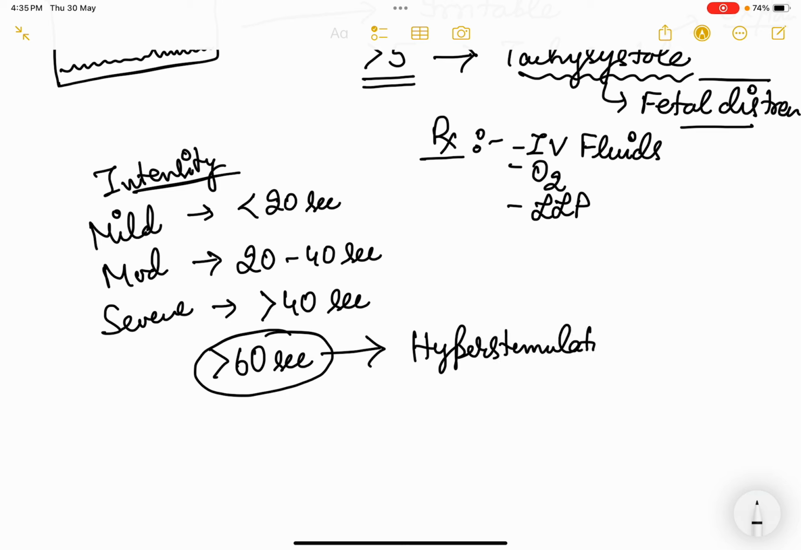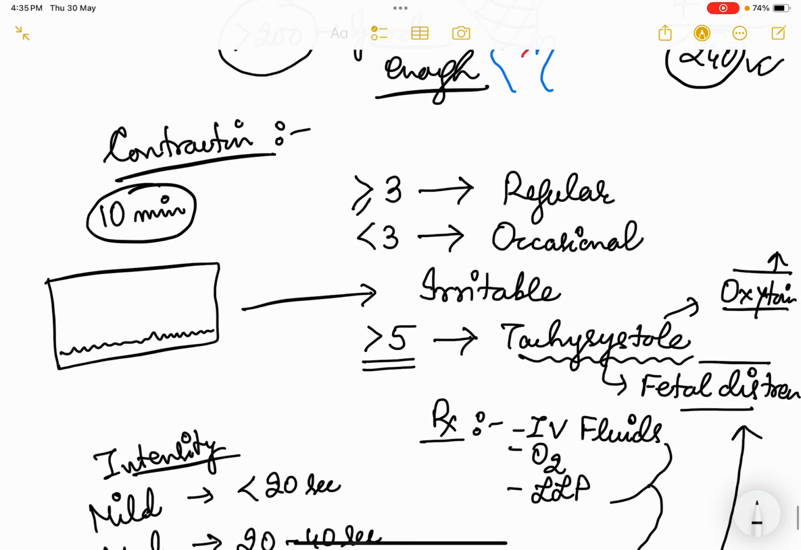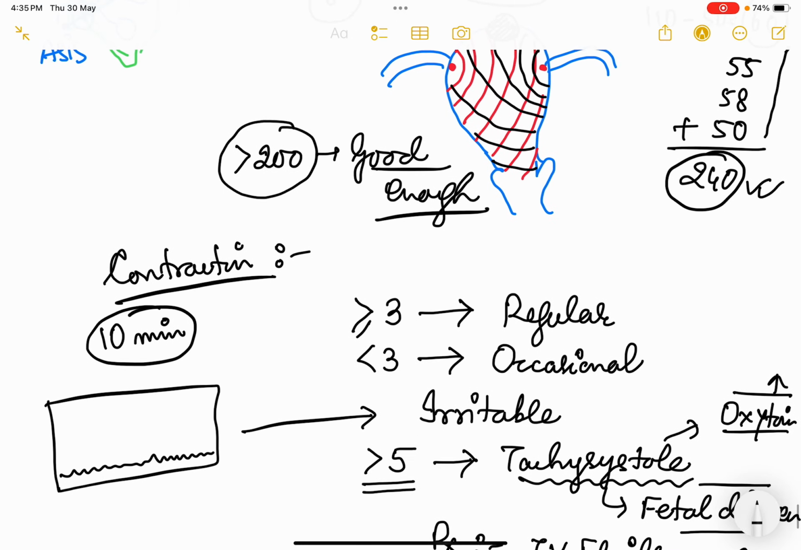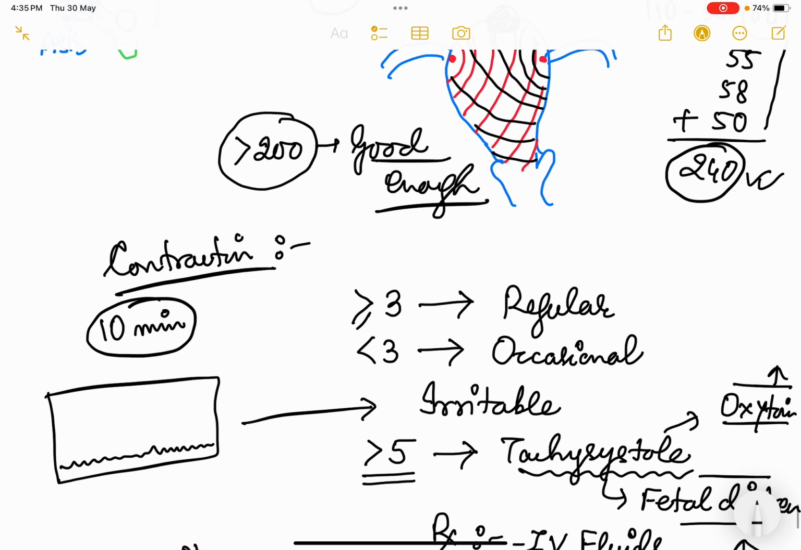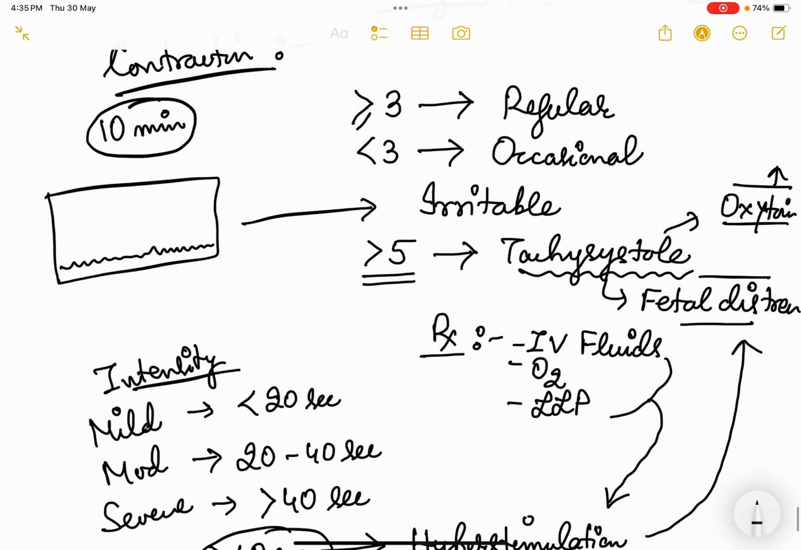Hyperstimulation. Okay. So hyperstimulation is also a result of increased oxytocin or prostaglandins in the blood and can lead to fetal distress. So the treatment of hyperstimulation is also the same. Give a lot of IV fluids to dilute the oxytocin in the blood. Give oxygen in left lateral position so that the baby does not land up in hypoxia or fetal distress. So this is what we generally comment on contractions.